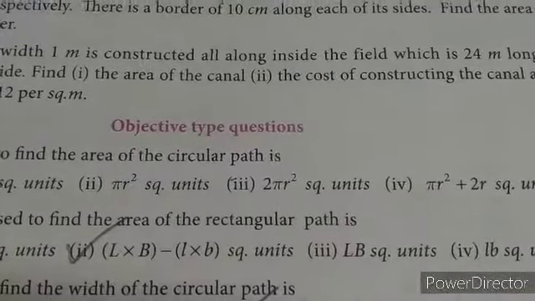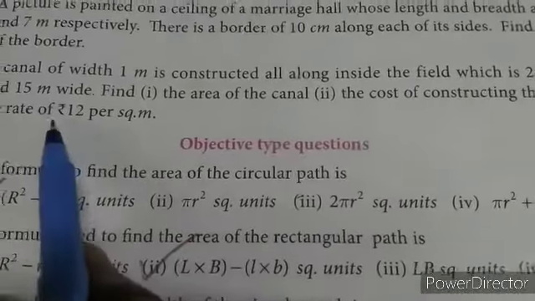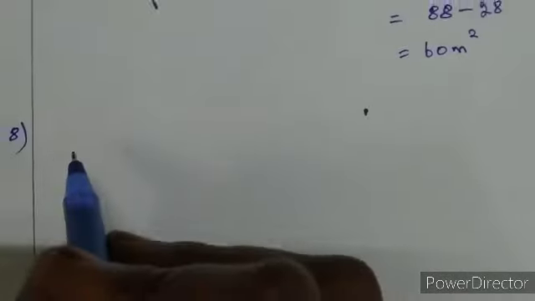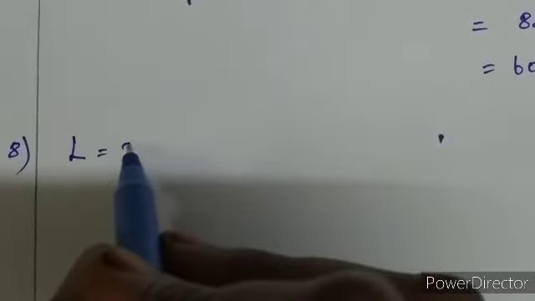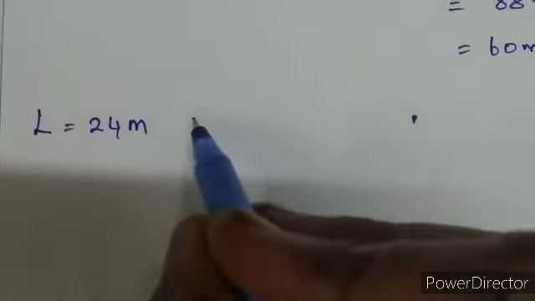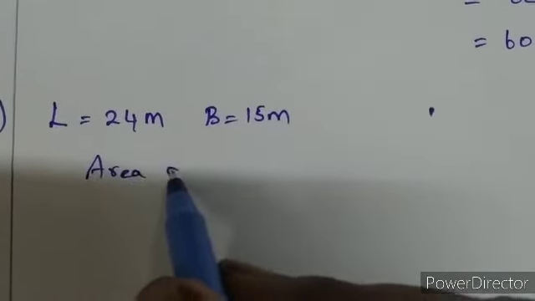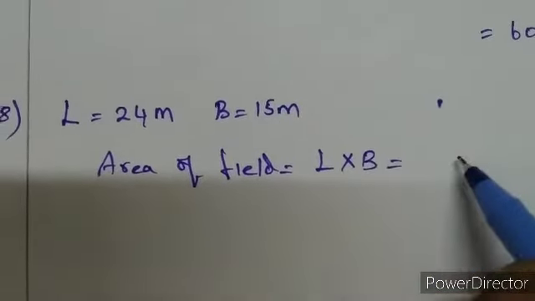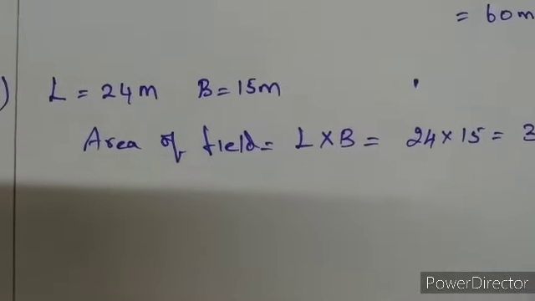For that, what do we have to do? First, we have to find the total area of the canal and then multiply with the given rate of cost. Okay, let's try the sum in the classwork. Question number 8. First step, write the given: L equal to 24 meter, that is your outer rectangle, B equal to 15 meter. Now area of the field equals L into B, that is 24 into 15, which is equal to 360 meters square.